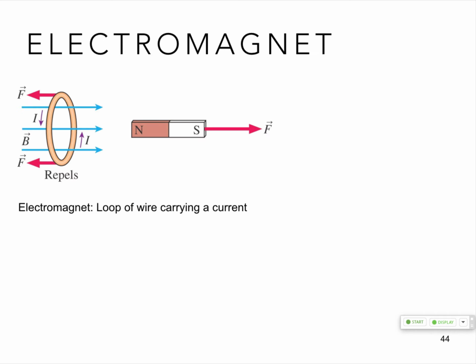So fun fact, if you hang a loop of wire with a current through it, if it's hanging from a string and it's free to rotate, where does it rotate? The north pole of that loop, right? This side of the loop points that way, because it works just like a compass. If it's free to rotate, it's going to point towards geographic north.